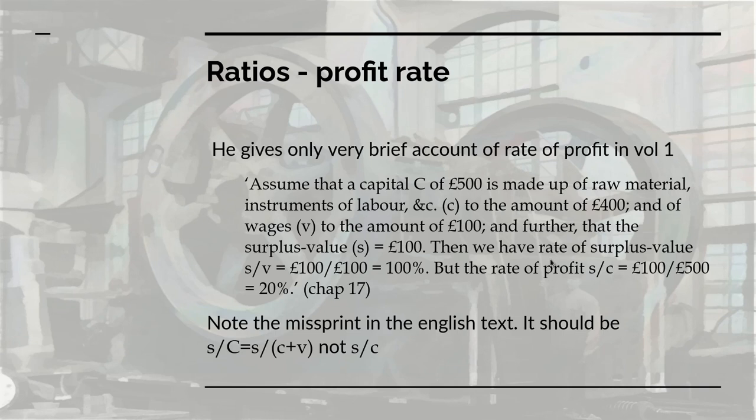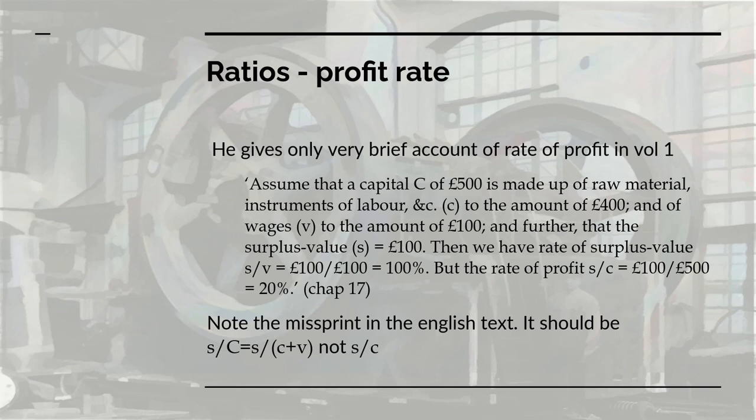In volume one of Capital, he gives only a very brief account of the rate of profit and mentions it as an aside in discussing the way other economists have dealt with the issue, very briefly, and accuses them of confusing the rate of profit with the rate of surplus value.